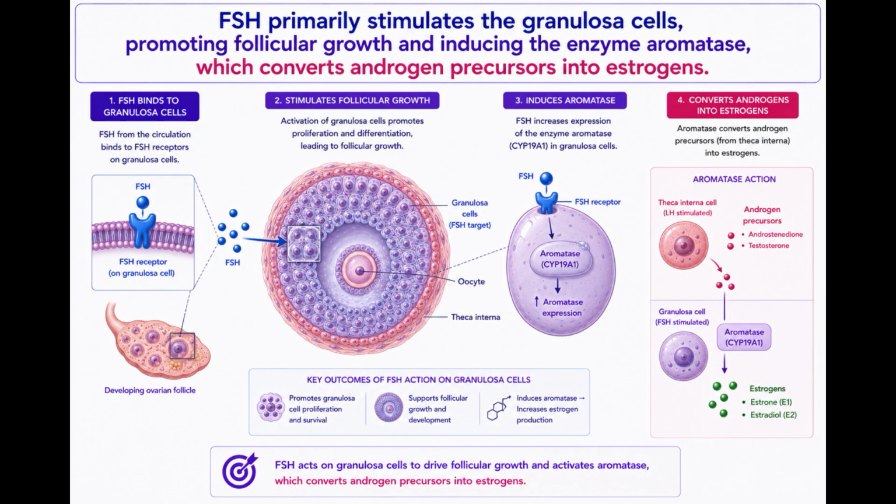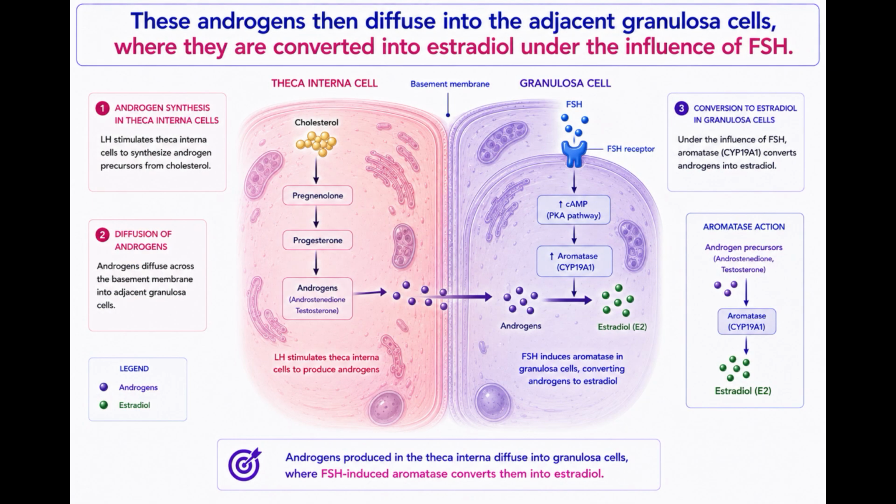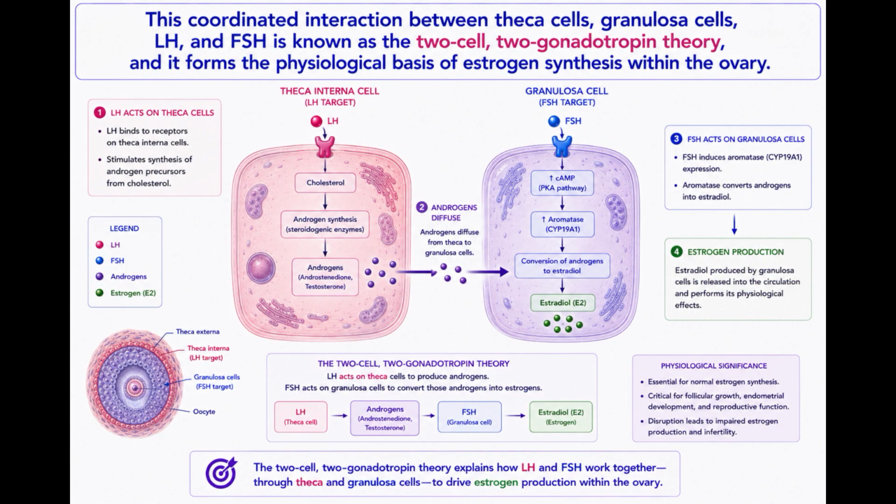FSH primarily stimulates the granulosa cells, promoting follicular growth and inducing the enzyme aromatase, which converts androgen precursors into estrogens. LH primarily acts on the theca interna cells, stimulating the synthesis of androgen precursors from cholesterol. These androgens then diffuse into the adjacent granulosa cells, where they are converted into estradiol under the influence of FSH. This coordinated interaction between theca cells, granulosa cells, LH, and FSH is known as the two-cell, two-gonadotropin theory, and it forms the physiological basis of estrogen synthesis within the ovary.